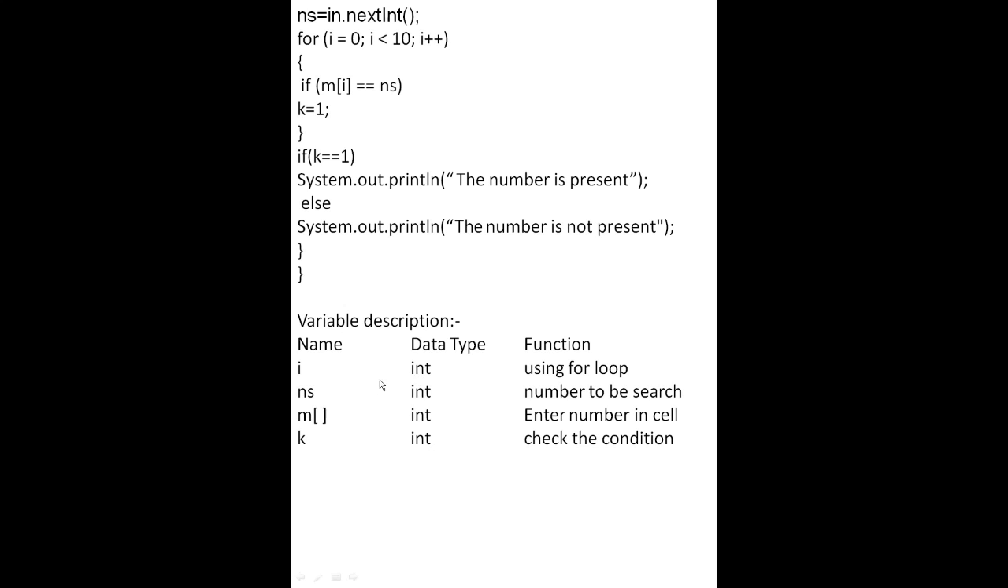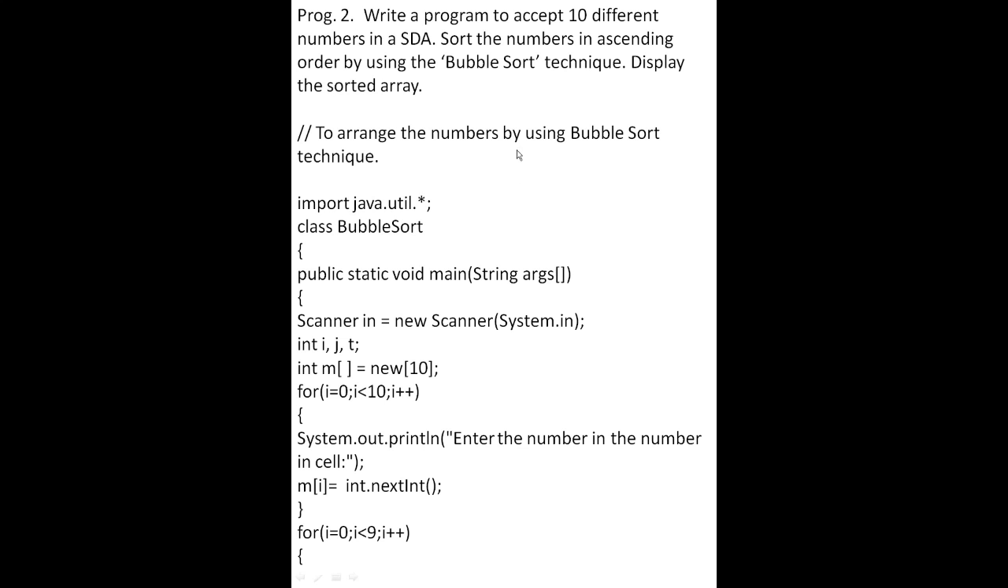i data type int, used for the for loop. ns data type is also int, the number to be searched. m also int, to enter numbers in the cell. And k int, to check the condition. If k equals 1, then the number is present, otherwise the number is not present. Now the second question. In the first question we searched a number, but in the second program we are arranging the numbers in ascending order by using bubble sort.